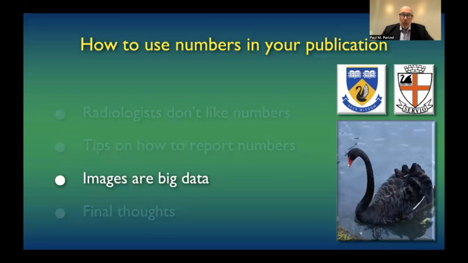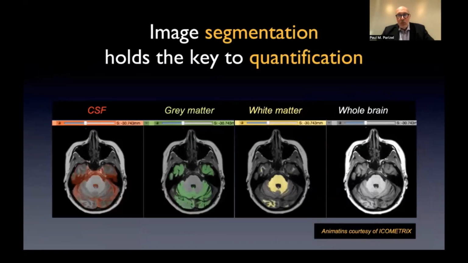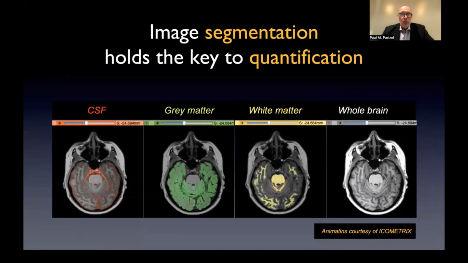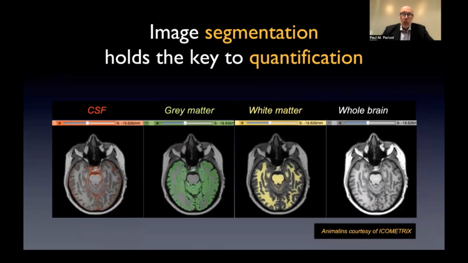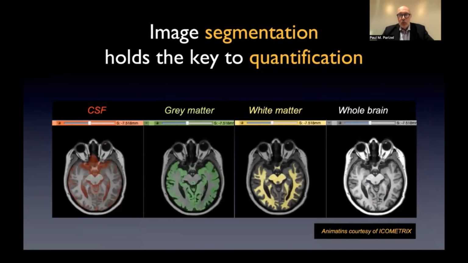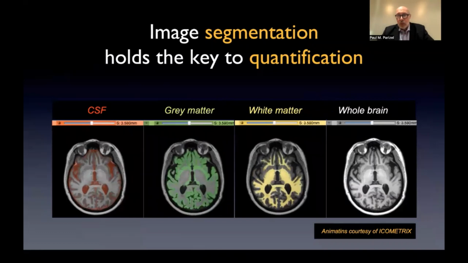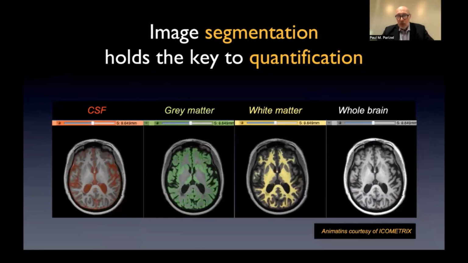Number three, images are big data. I'm sure that many of you have seen this, what I would call a landmark paper published in Radiology on radiomics, "Images are more than pictures, they are data," published by the group of Hedvig Hricak from New York. And the way to actually mine these data is through image segmentation, which holds the key to quantification. In this example, we are looking at one data set, which we can segment out for cerebrospinal fluid in red, gray matter in green, white matter in yellow, or whole brain in grayscale.